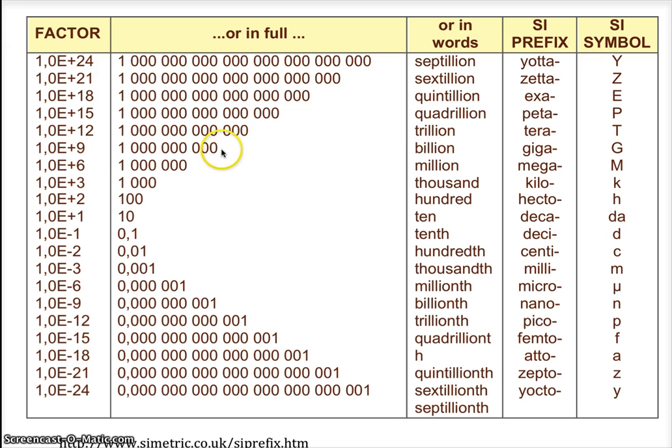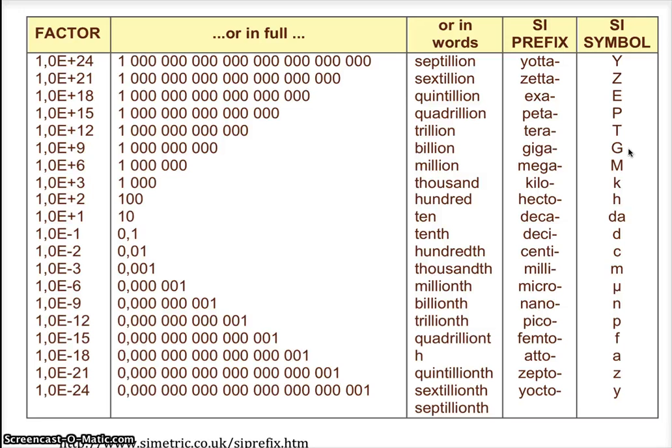So I'll hold you accountable from positive 9 exponents to negative 9 exponents. Of course, you need to know the numerical value, the exponential value, as well as the SI prefix: giga, mega, kilo, hecto, deca, deci, centi, milli, micro, and nano. And you need to know what these symbols are.